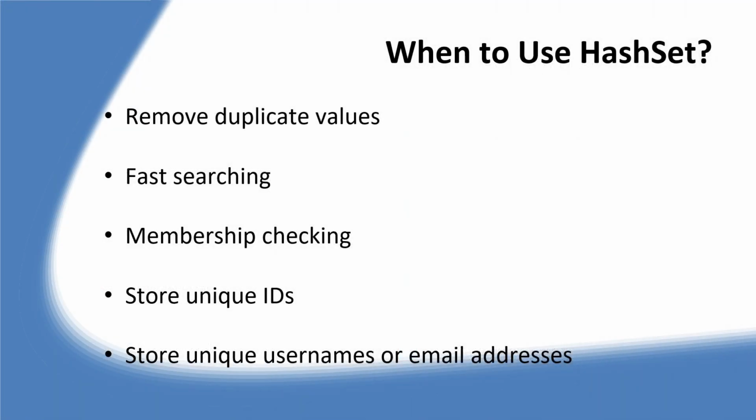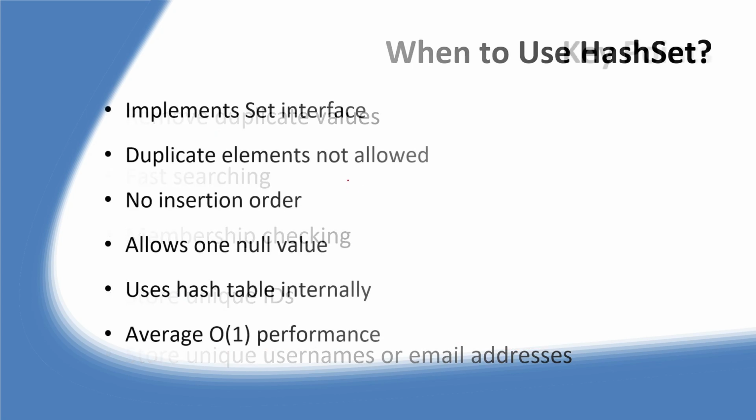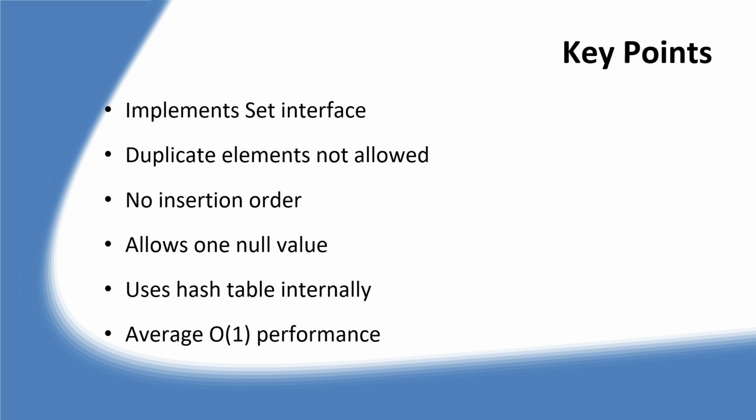So when to use HashSet? We will use HashSet when we want unique values, faster searching, and membership checking. We may want to store unique IDs, unique usernames, or unique email addresses, with faster performance, no ordering, and no sorting. If we require all these parameters, then we will go for a Set. These are the key points we need to remember while working with HashSet.